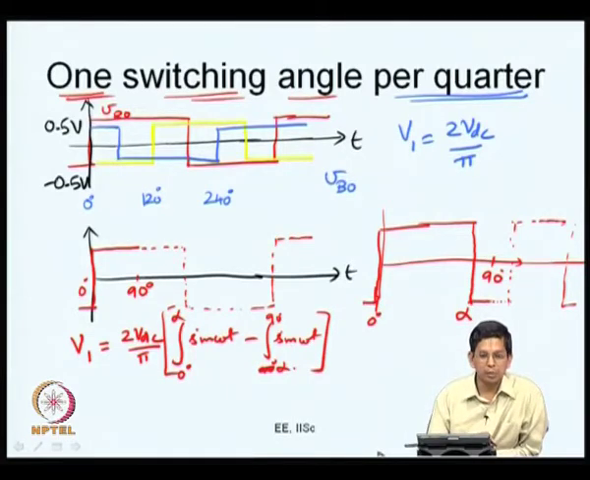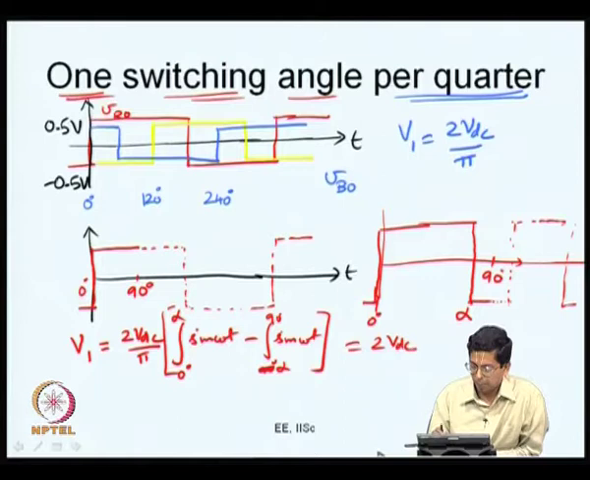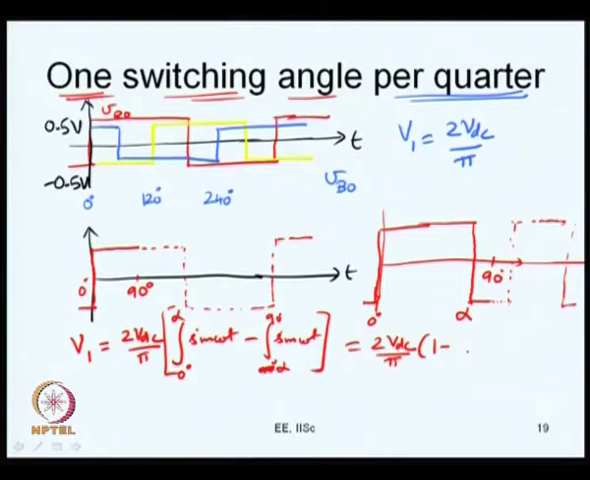So, what is this going to be? It is going to be 2 VDC by pi times 1 minus 2 cos alpha.